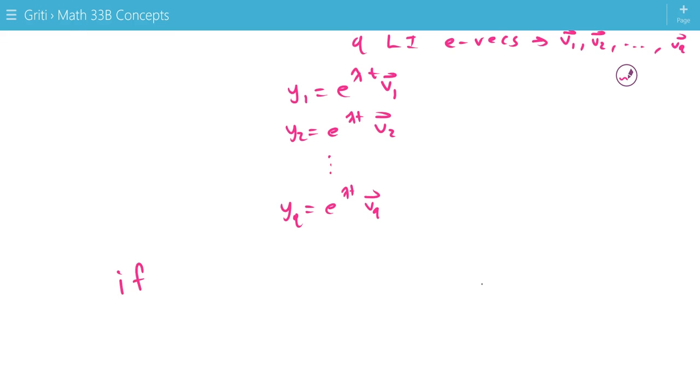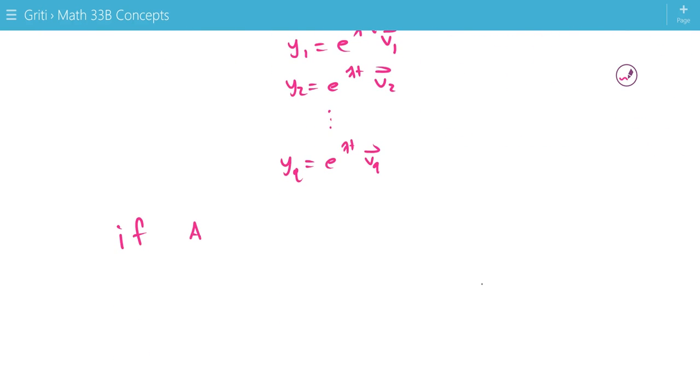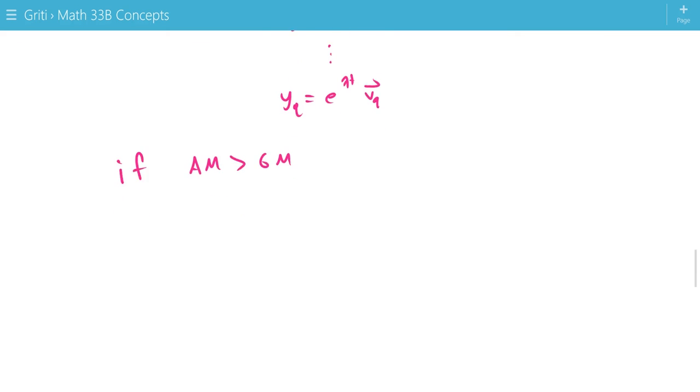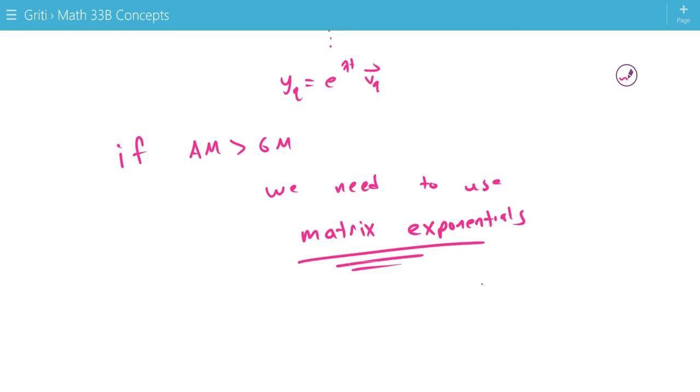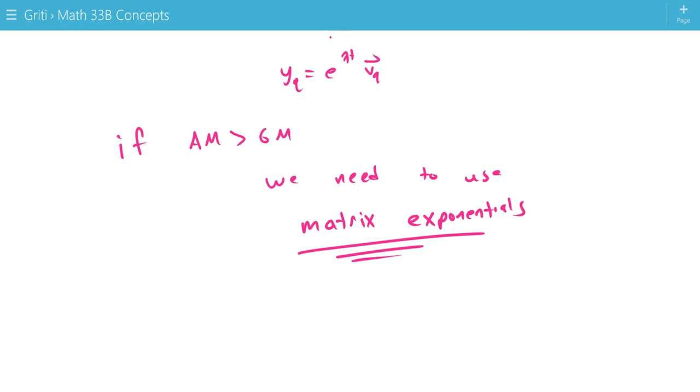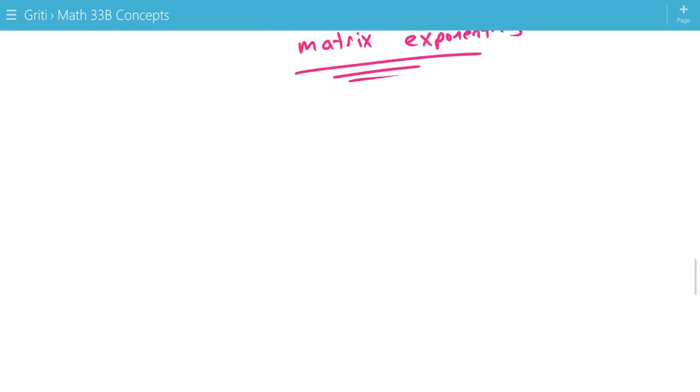If we don't, so if the algebraic multiplicity is greater than the geometric multiplicity, that's the only other case, we need to use a mathematical tool called matrix exponentials, which is the topic of the next video, so we can't cover that yet. But this just goes to show that dealing with higher dimensional systems just involves applying what you learned in 2x2 systems.